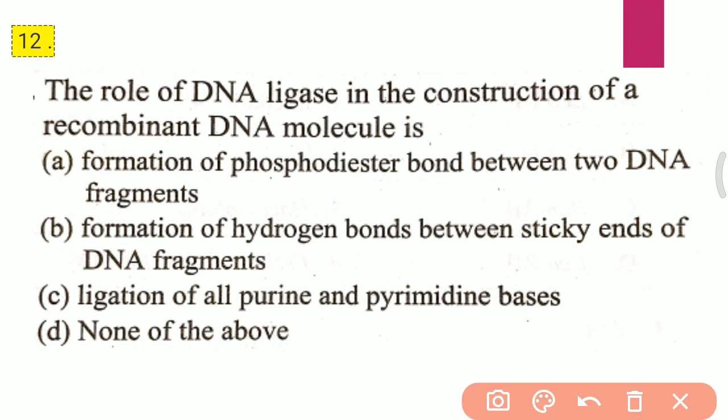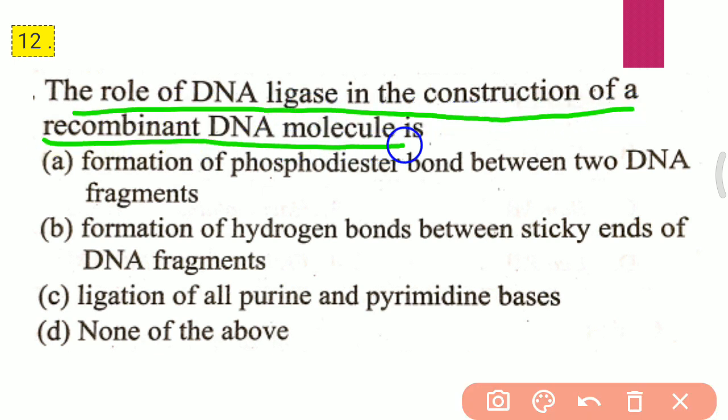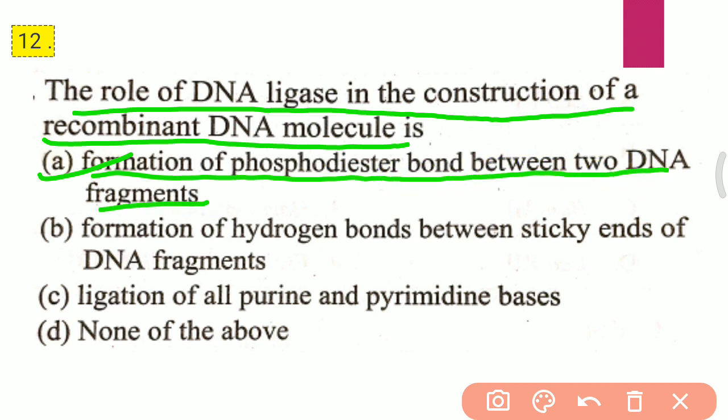Question 12. The role of DNA ligase in the construction of a recombinant DNA molecule is: A. Formation of phosphodiester bond between two DNA fragments. B. Formation of hydrogen bond between sticky ends of DNA fragment. C. Ligation of all purine and pyrimidine bases. D. None of the above. The correct answer for the 12th question is A, that is formation of phosphodiester bond between two DNA fragments.